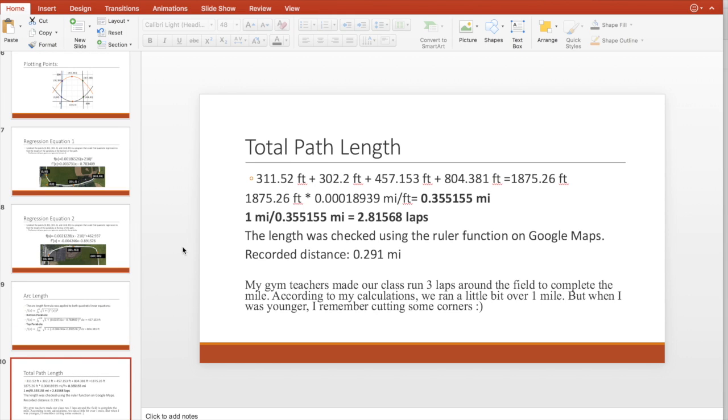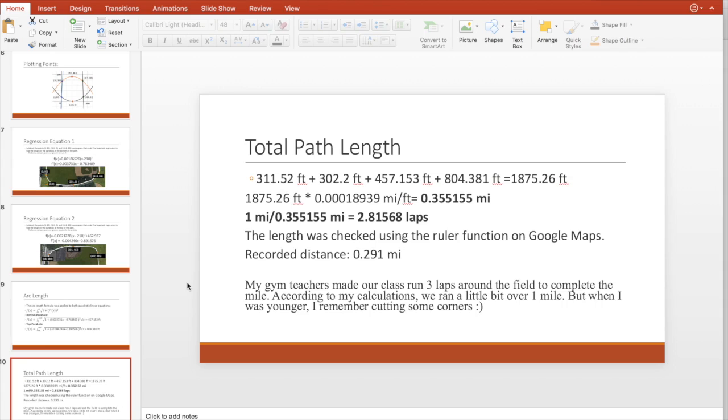Thus, the total distance of the entire running path is the sum of the lengths of the two vertical lines plus the distance of the two parabolas. I checked my answer, which was 0.355155 miles, using the Google Maps marker for the path. The path length that I calculated is very similar to the recorded path length of 0.291 miles.